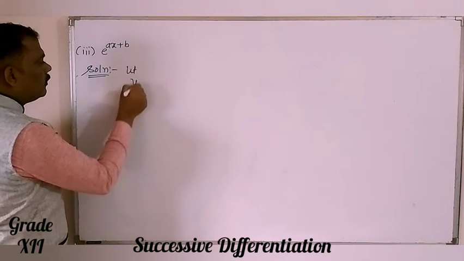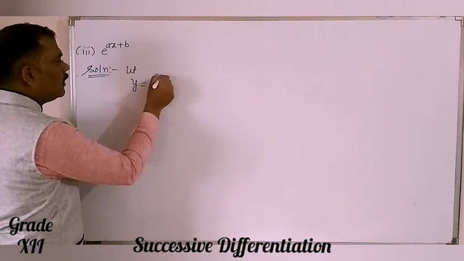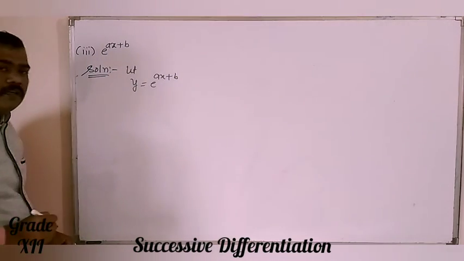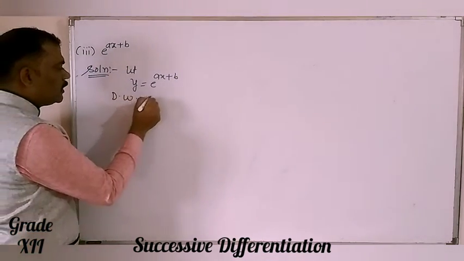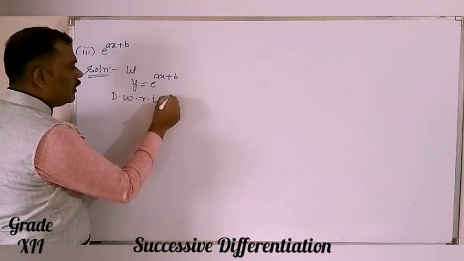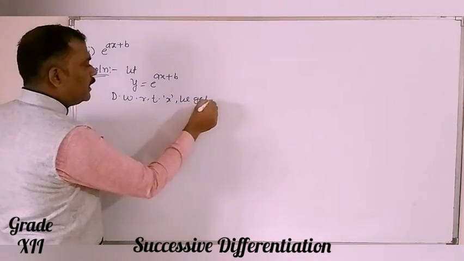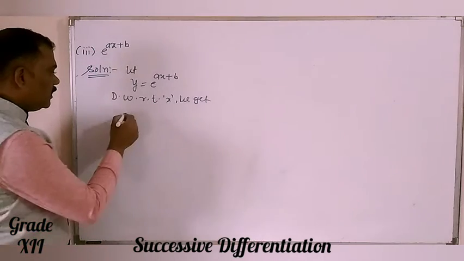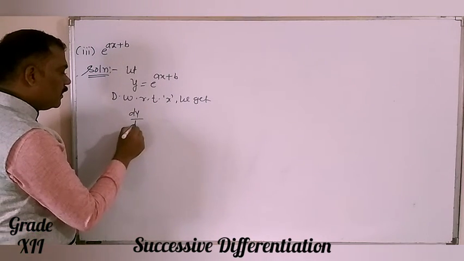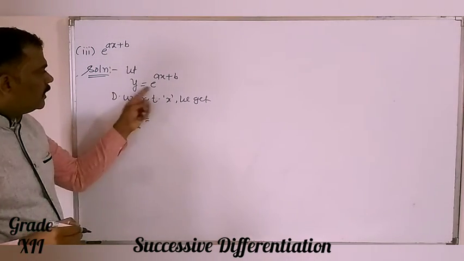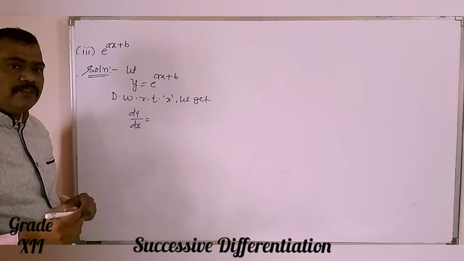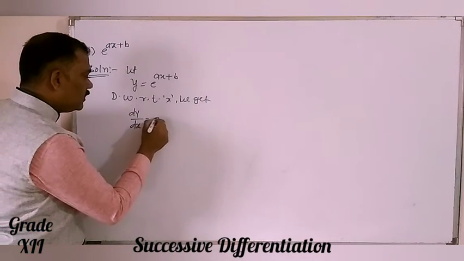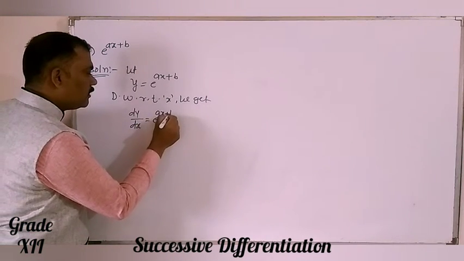Let y is equal to e raised to ax plus b. First of all, we have to differentiate with respect to x. The first order differentiation, dy by dx, is equal to: first we keep the finger on e, which means we use the formula for e raised to x. What is the derivative of e raised to x? It is e raised to x, that is, e raised to ax plus b.